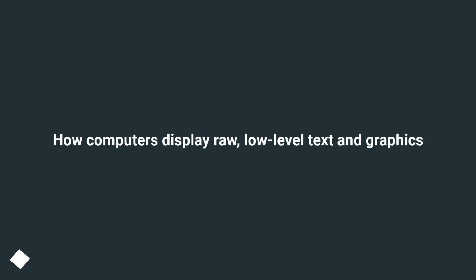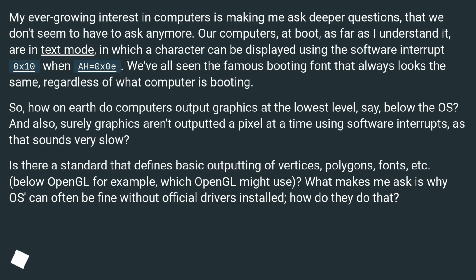How computers display raw, low-level text and graphics. My ever-growing interest in computers is making me ask deeper questions that we don't seem to have to ask anymore. Our computers, at boot, as far as I understand it, are in text mode, in which a character can be displayed using the software interrupt 0x10 when A equals 0x0e. We've all seen the famous booting font that always looks the same, regardless of what computer is booting.